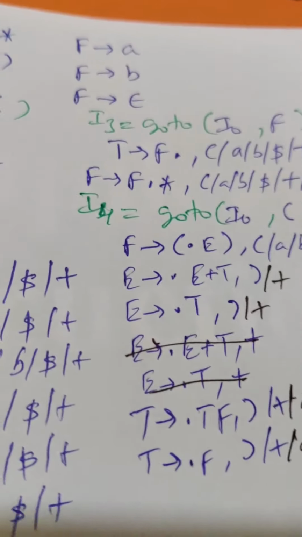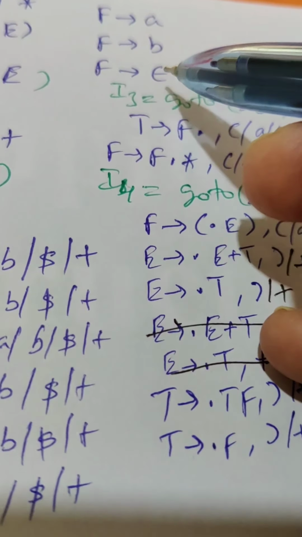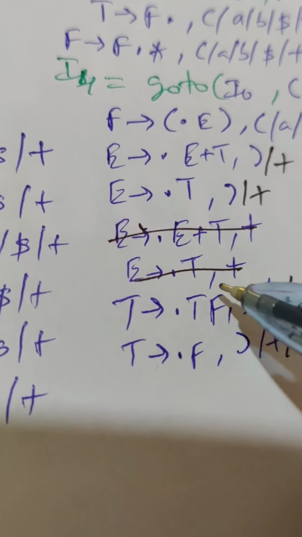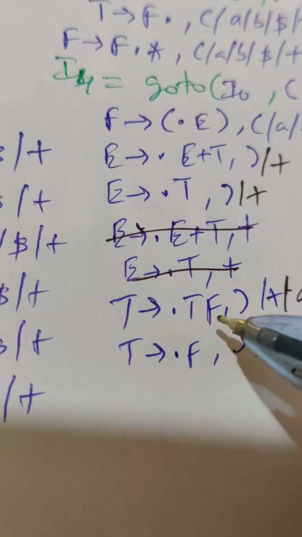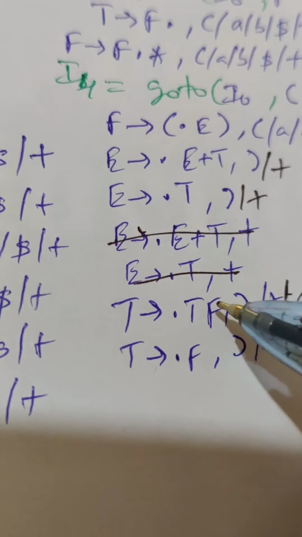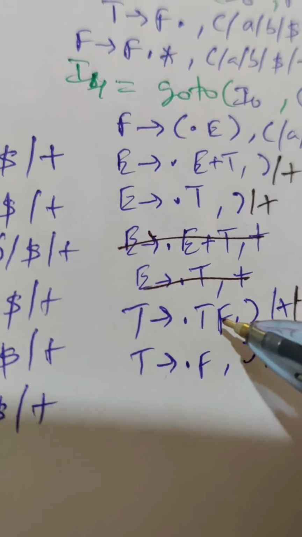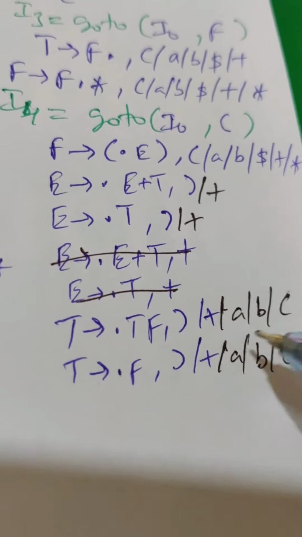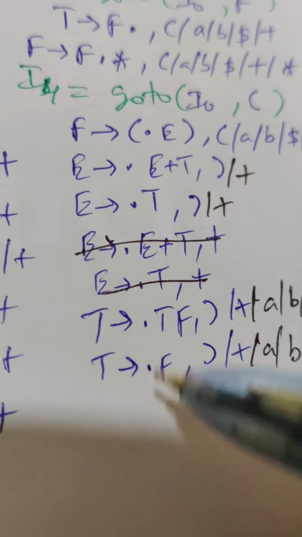Now epsilon cannot be in the lookahead, so what will be the effect of epsilon? If I write these rules of T, the lookahead of this T will be first of F. If first of F goes to epsilon, then the lookahead of T will be all this, which is already written here. So what is the lookahead of these two rules?